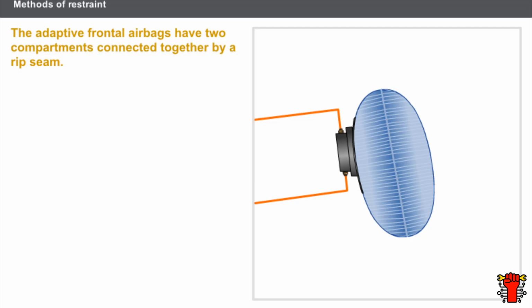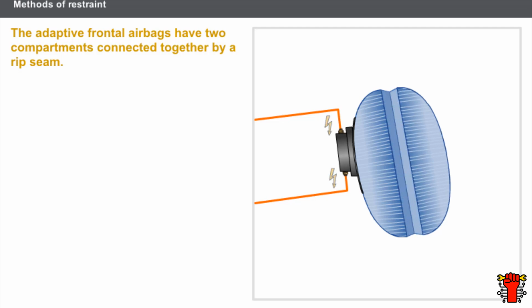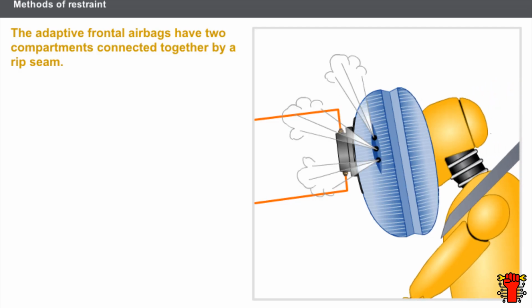The adaptive frontal airbags have two compartments connected together by a rip seam. The large volume airbag is obtained by the tearing of this seam when the second pyrotechnic generator is ignited. Adaptive airbags also have a device which is used to regulate their pressure. Vents open up if the airbag pressure becomes too great following contact by the occupant.